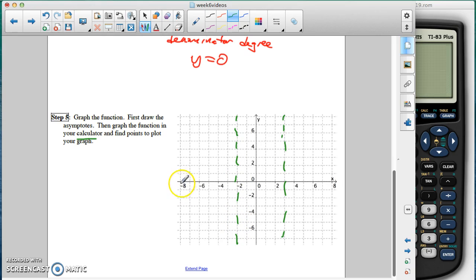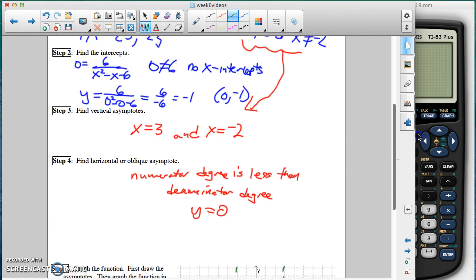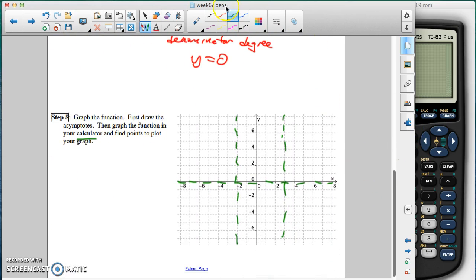And we have a horizontal asymptote at 0. So the axis here, the x-axis, is an asymptote. And we have one point that we can put on the graph, (0, -1). (0, -1) is an intercept. So it goes through that point.